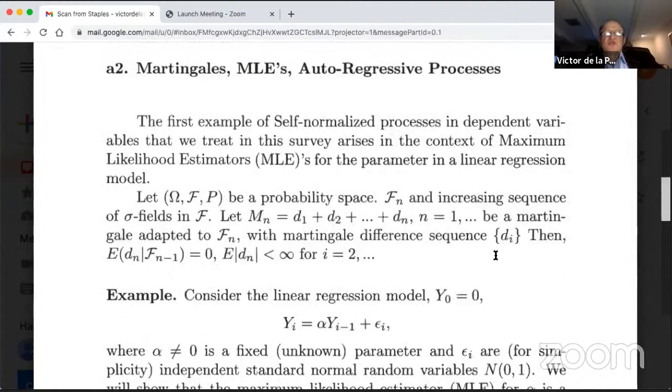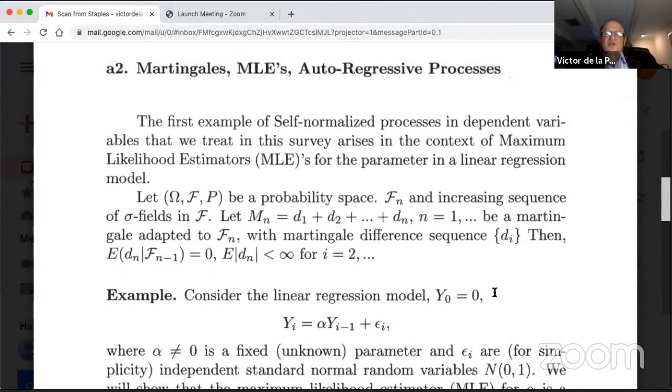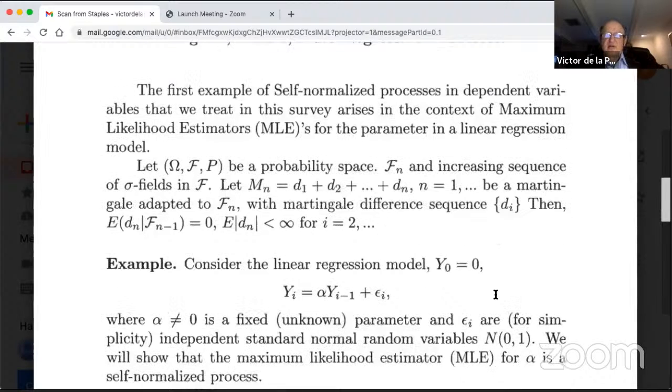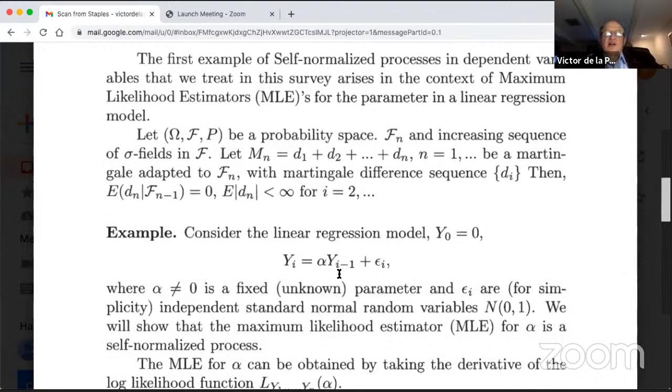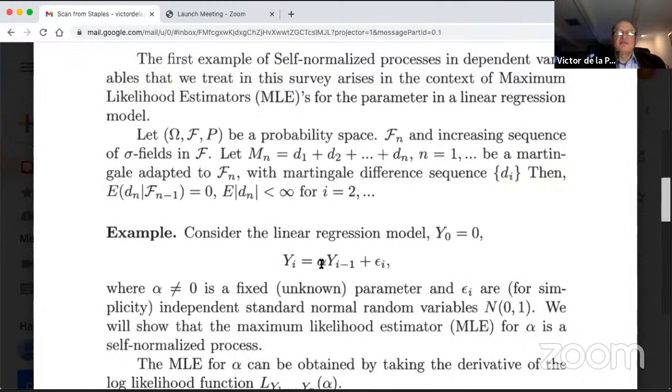Okay, so now let me start with an example. We have an autoregressive process, Yi equal to alpha Yi minus 1 plus epsilon i. I'm going to connect this to a martingale, okay? So I want to get information about alpha using self-normalization.